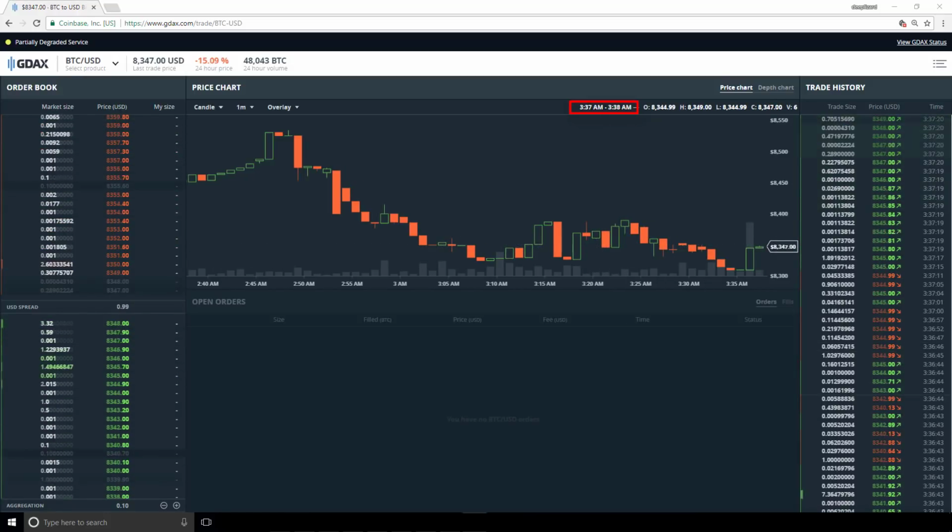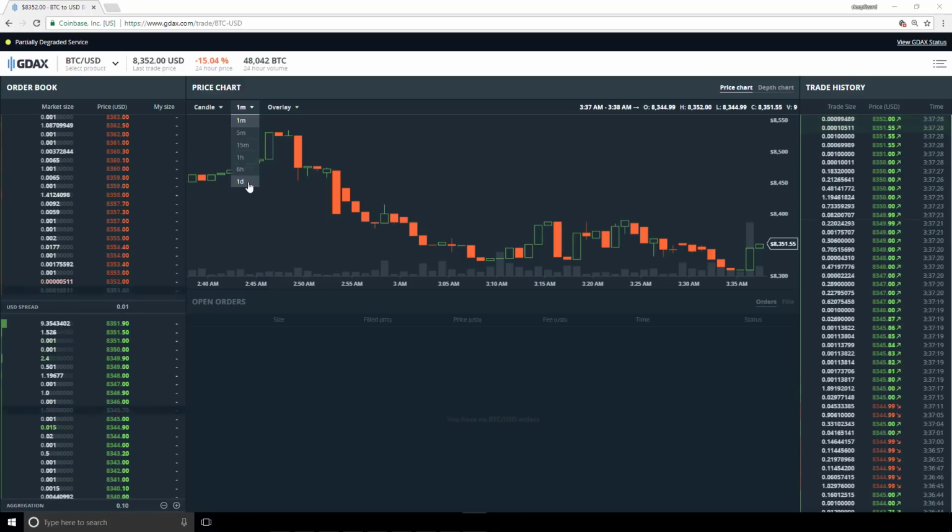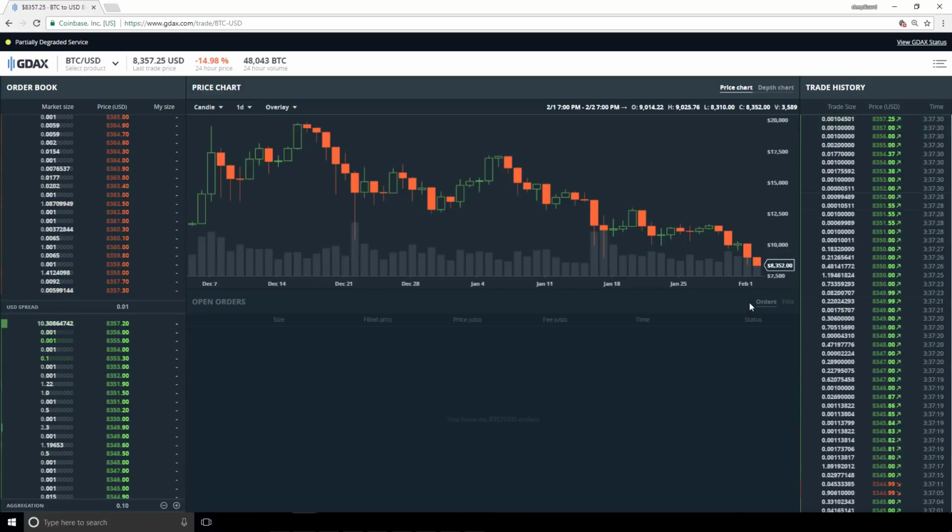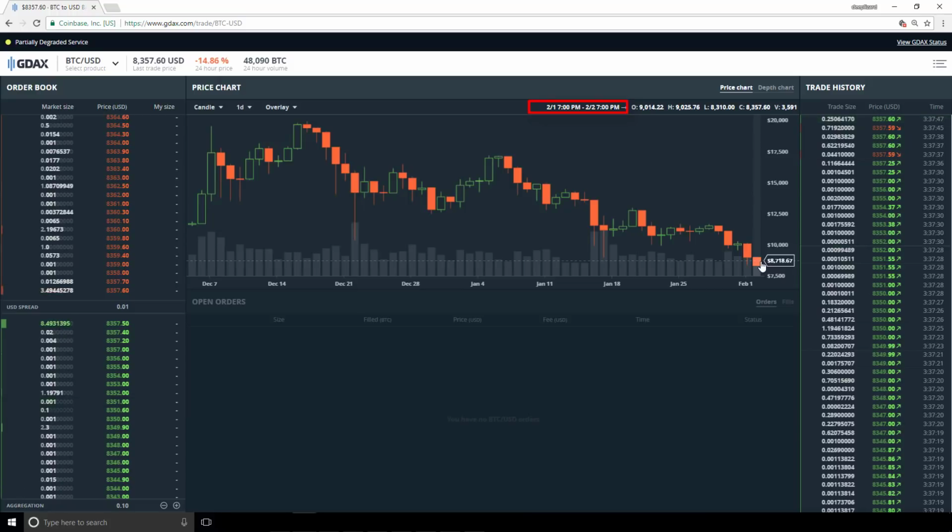If we want each candlestick on our chart to represent a day, then we will choose the 1D or 1 day option. Now this gives us candlesticks that are representing one full day of trading. And by hovering, we can see that 7 p.m. is the cutoff that GDEX uses. This means that a new candlestick will form when the clock strikes 7. And it would be nice if they would also post a time zone here. I'm not sure exactly which time zone they use, but it's probably going to be EST or PST.